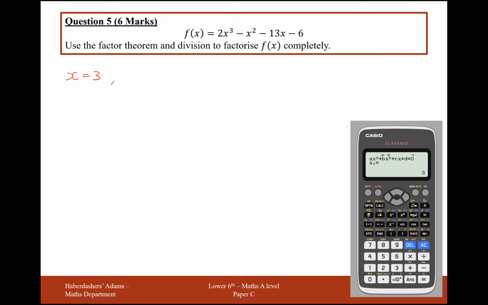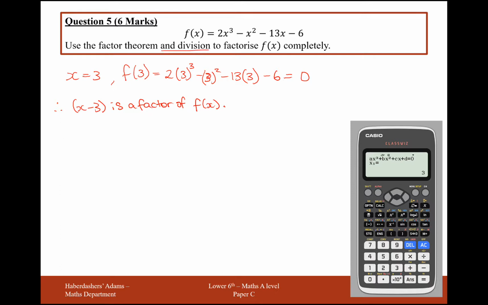So this has started me off. f of 3, we'll just check it: 2 times 3 cubed minus 3 squared minus 13 lots of 3 minus 6. Plug that into your calculator and I'm sure it will give you a zero. Okay, so what we can do from here is divide f of x by x minus 3. Therefore, x minus 3 is a factor of f of x.